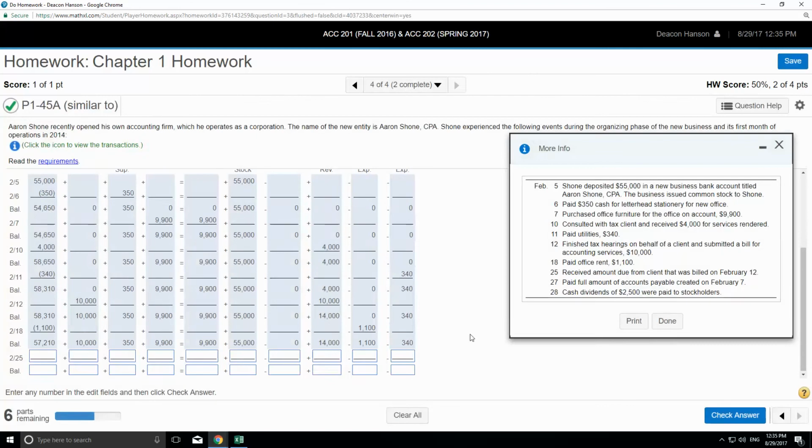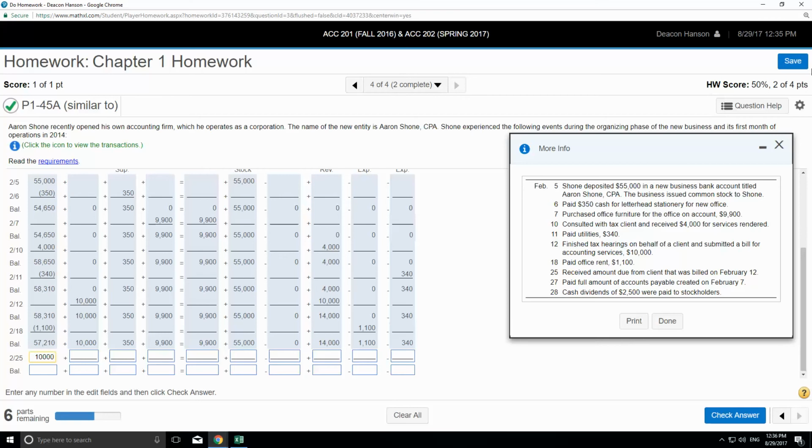Good job. Okay. On the 25th of February, we received an amount from the client that was billed on the 12th. So you got to go back. You have a record, right? You're going to go back and look. Okay, we billed the client on the 12th $10,000. Now we received it. Okay, so what does received mean? As cash. Yeah, cash is going to increase, right? So we got a payment of $10,000. I'm going to put $10,000 into cash.